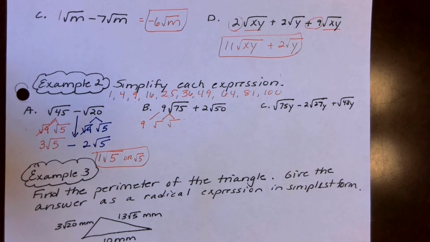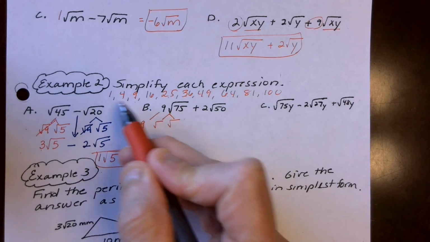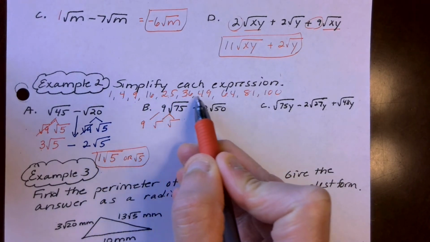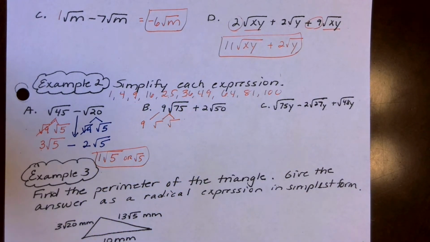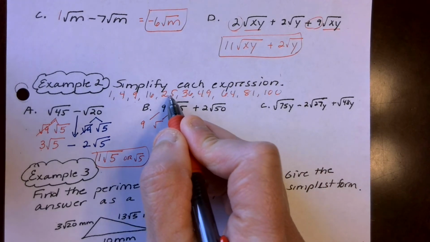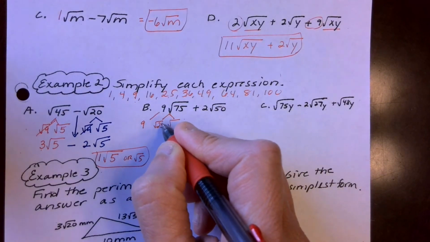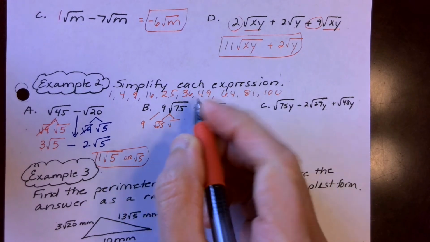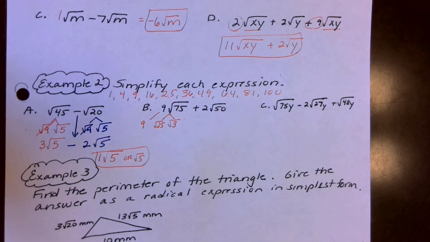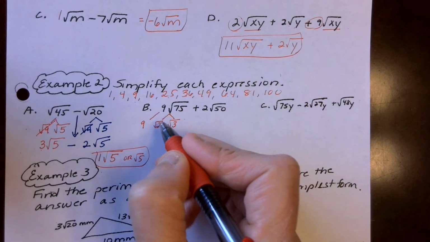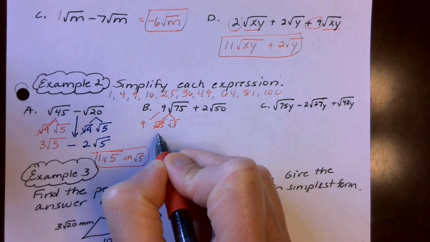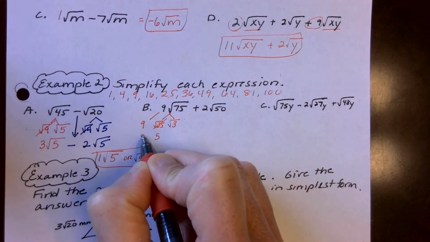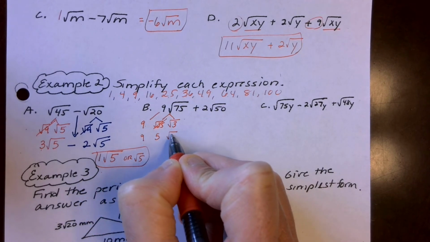It's all one thing. Okay, so 75. Do you see anything in here that 75 divides by, or that divides into 75? Yes, the 25 does. I think quarters. How many quarters? 3. Square root of 25 is 5. Still have my 9, and I have my root 3.